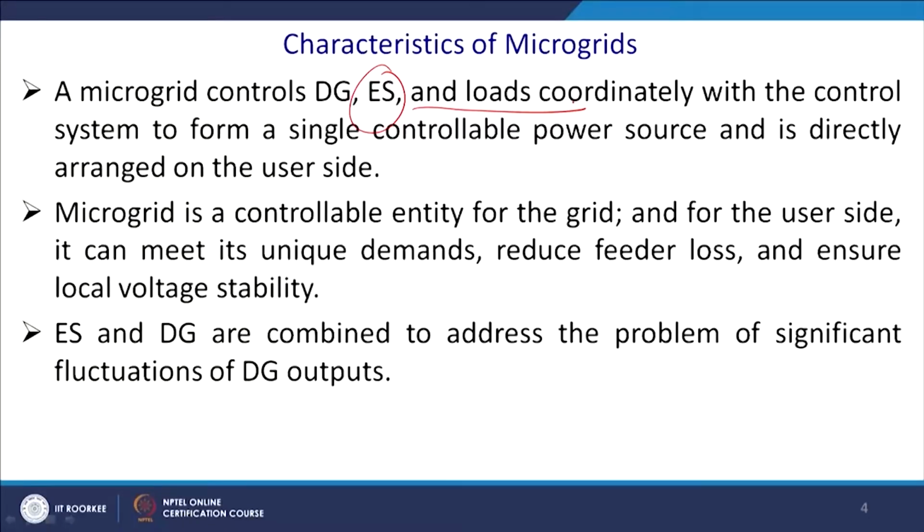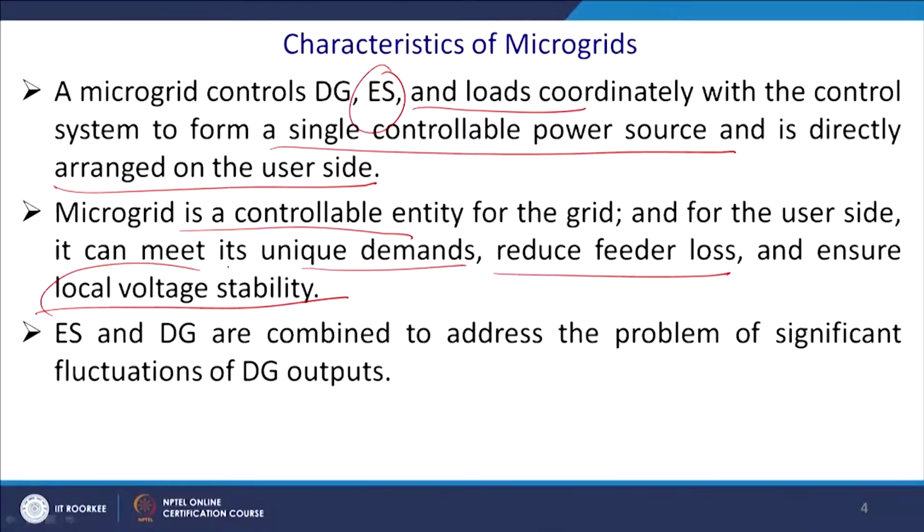A microgrid has controlled distributed generation, storage elements and loads that coordinate themselves with the control system to form a single controllable power source, directly arranged to the end users. So, this is something we have to understand. This whole thing itself is an entity. A microgrid is a controllable entity for the grid and for the user side, and it can meet unique demands. So, you may have particular functions at a particular microgrid.